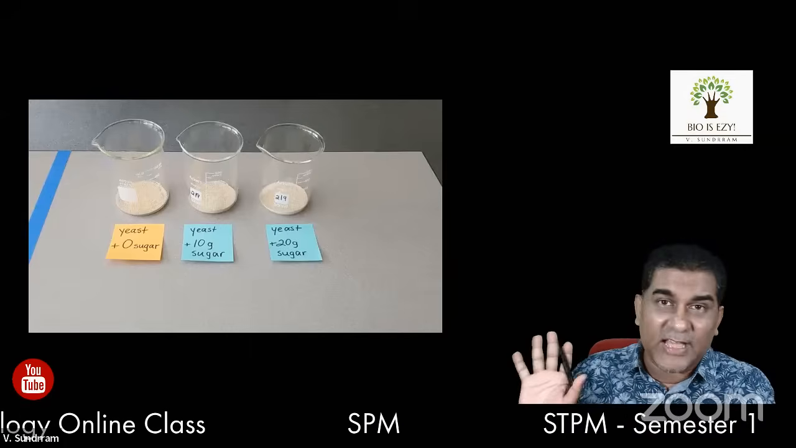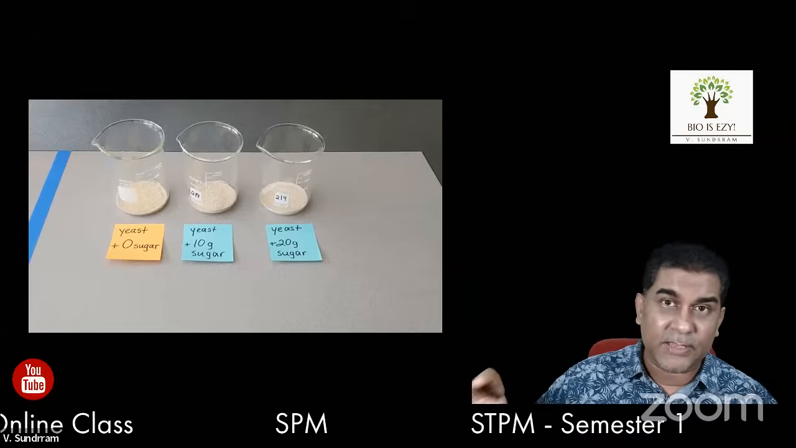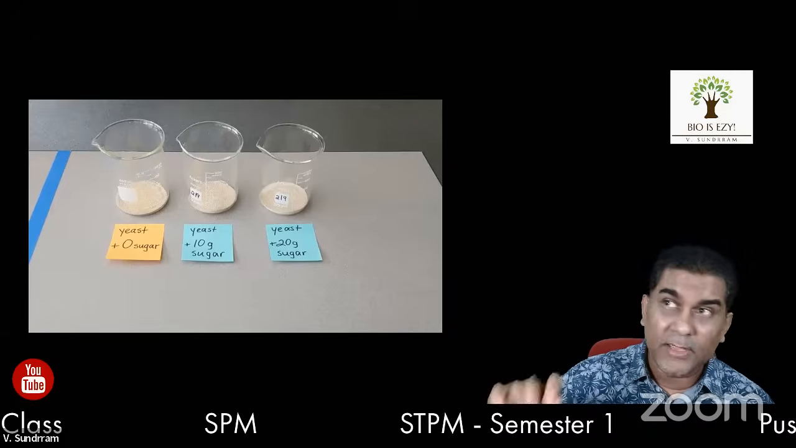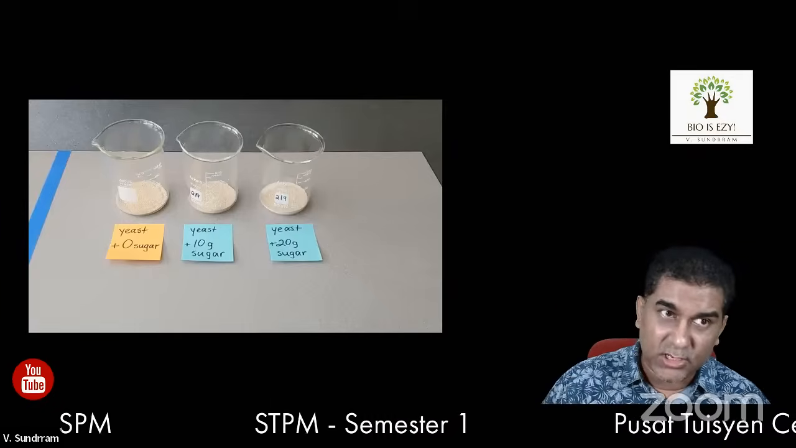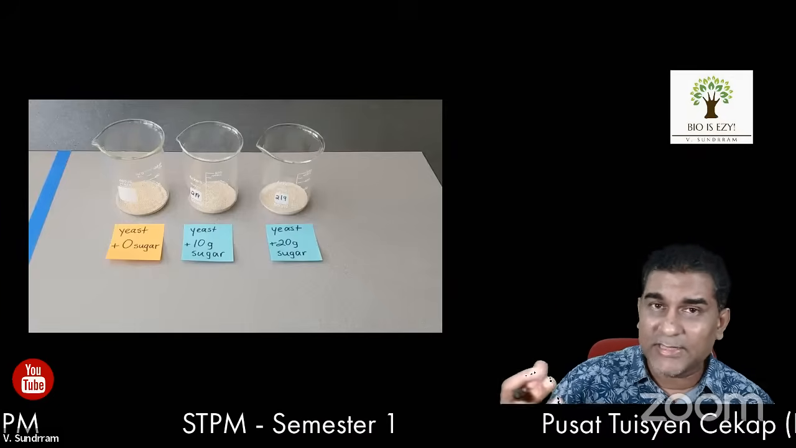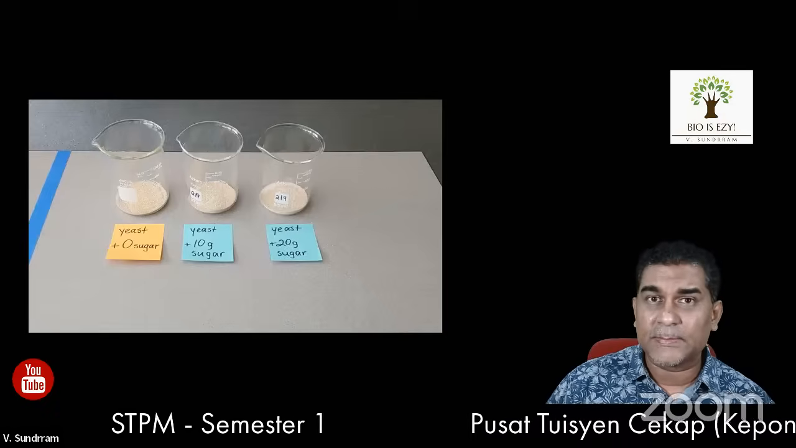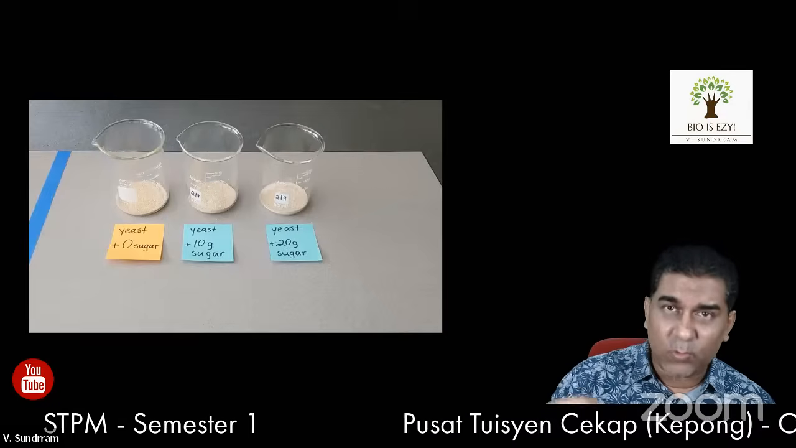This one is using a large beaker. They can repeat the experiment in a test tube, in a boiling tube, and they can ask you to measure the height of the foam that is produced. Now, the experiment doesn't change. It's the same experiment. You're just changing what you are measuring.